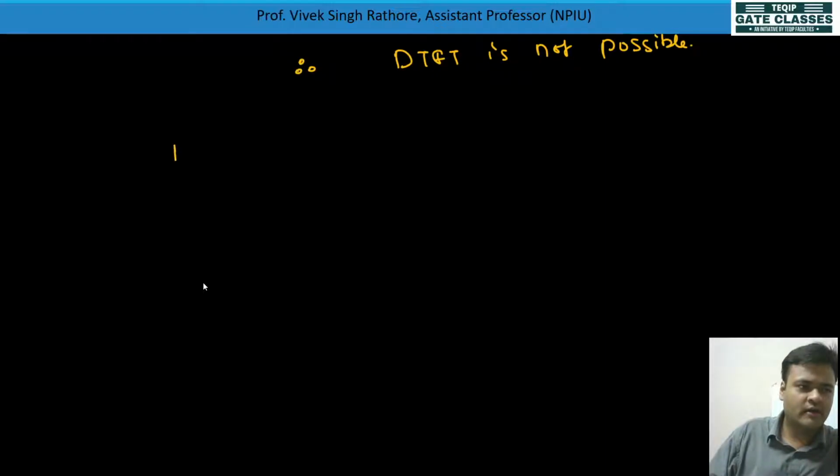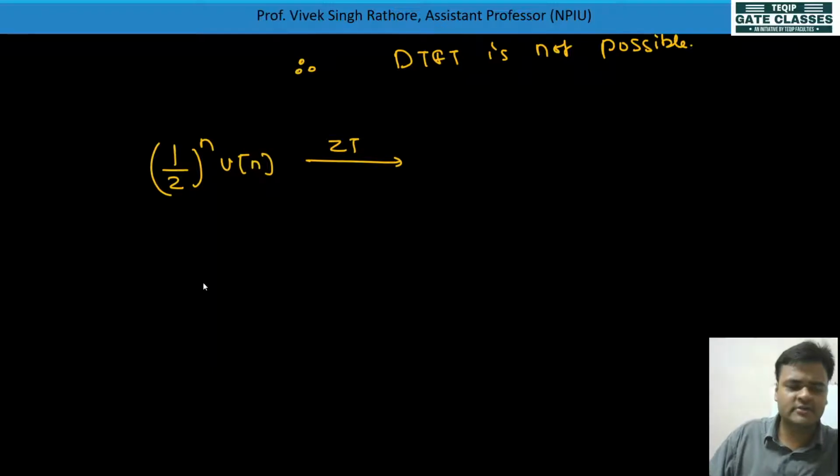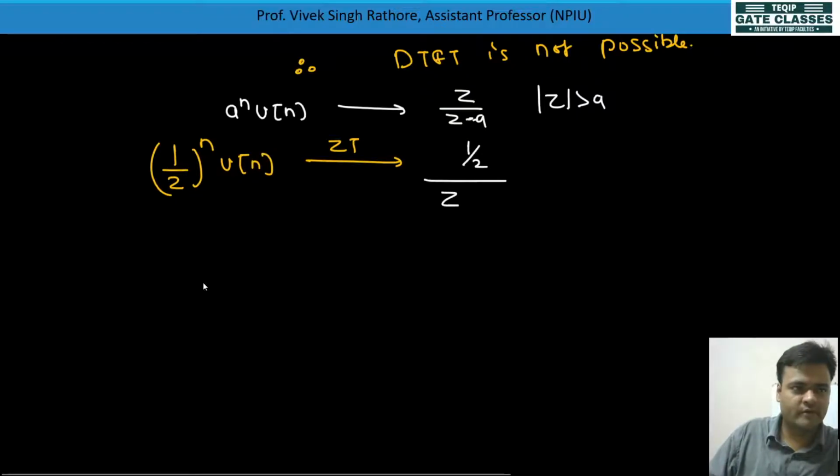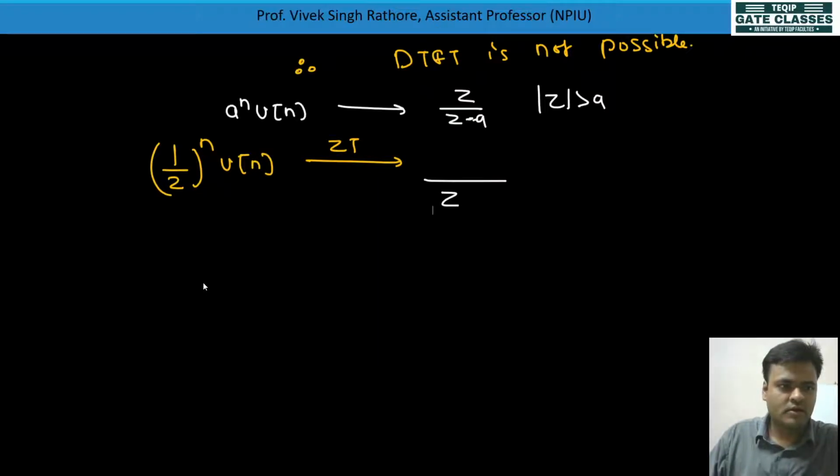Let's suppose (1/2)^n u[n] is given. Now you have been asked to find the Z transform. As you know the property, for any signal a^n u[n], its Z transform will be Z by Z minus a, with |Z| greater than a. This you know. So here it will be Z by Z minus half, and here |Z| is greater than half.